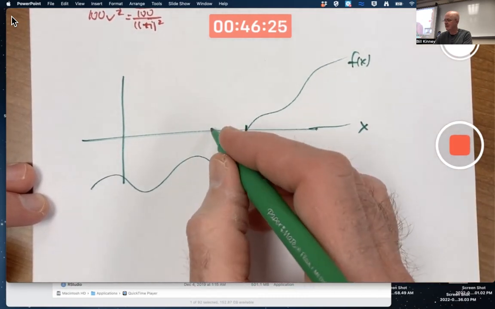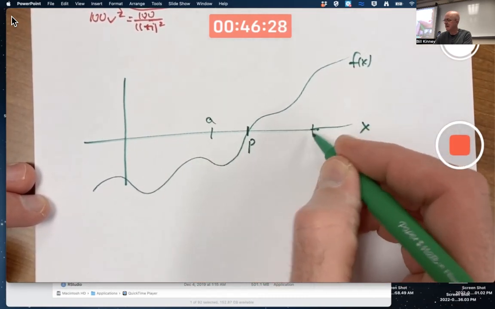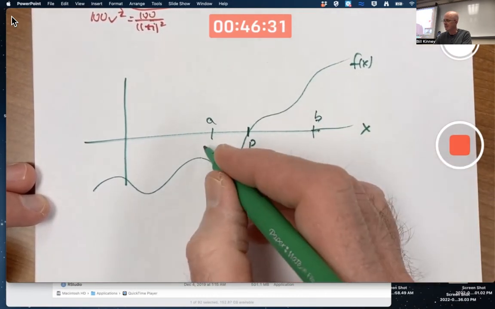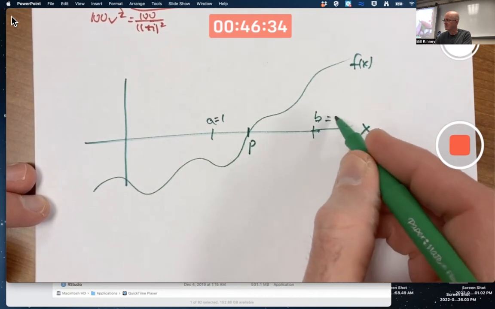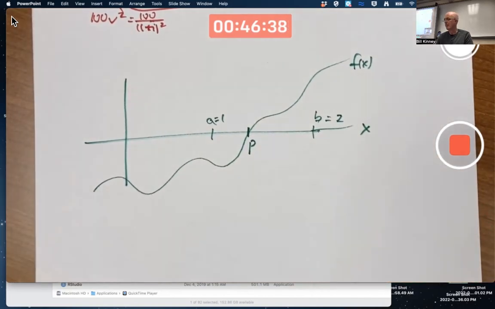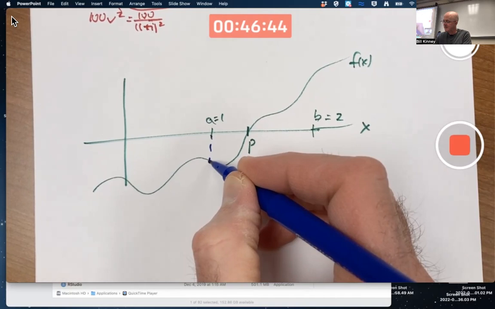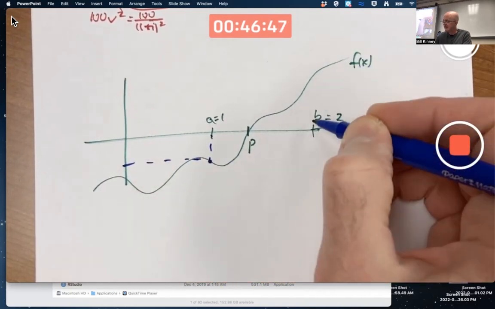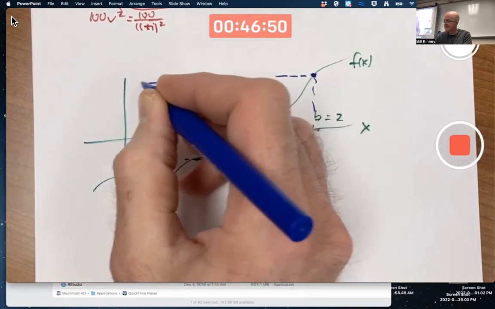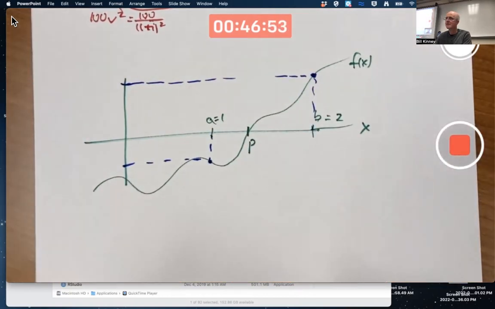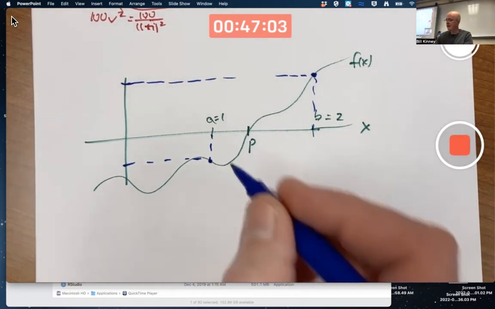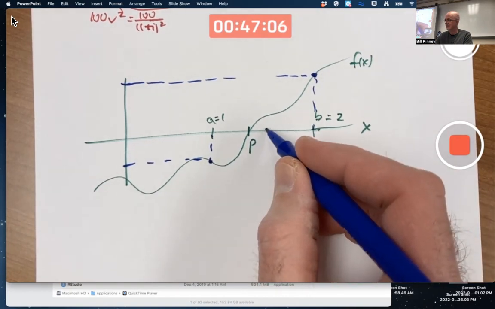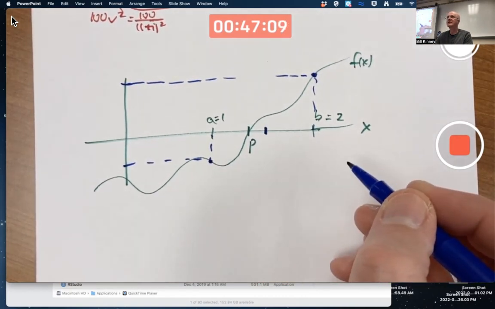From looking at the picture, you decide to pick A here and B here. Maybe for sake of argument, pretend A is 1 and B is 2. The sign of f of A is negative, and the sign of f of B is positive. They have opposite signs. By the intermediate value theorem, there's got to be a root in between. It's natural to guess halfway between A and B, right there, as your guess.